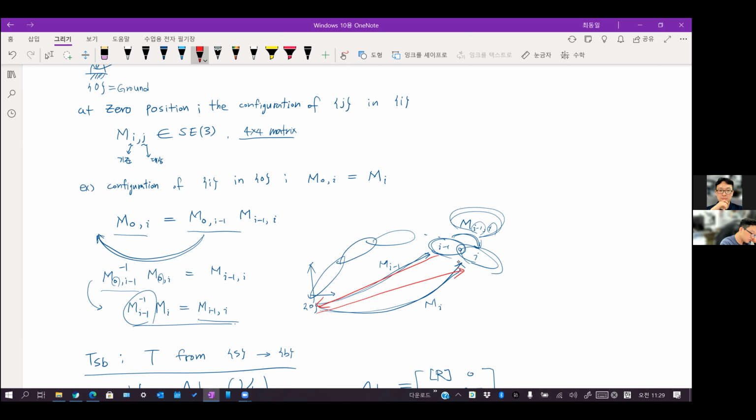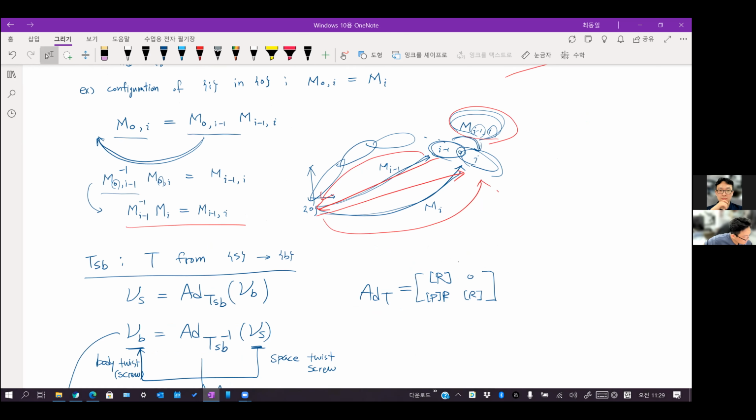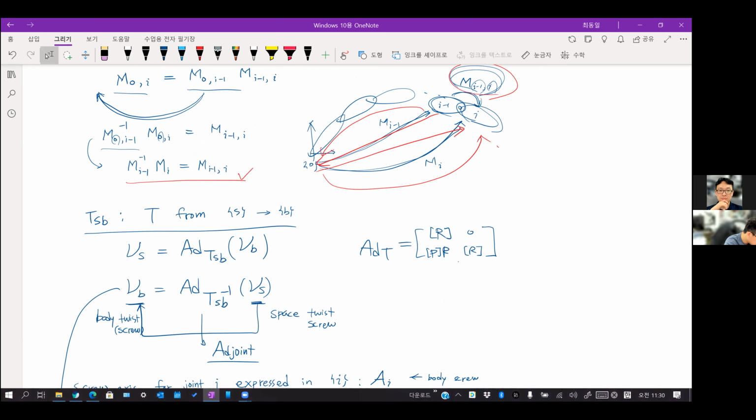So actually you can similarly think of this kind of vector calculation. When you calculate this vector, we can use this vector plus this vector. Similarly, this configuration is multiplying the inverse of M(i-1) and then M(i). So this one is one of the equations to express the multibody dynamic equation. So just remember this one. And then there is T_SB.